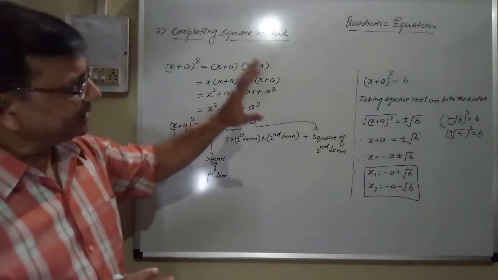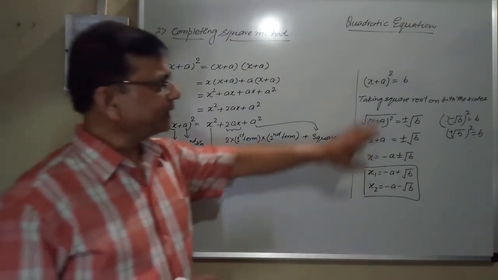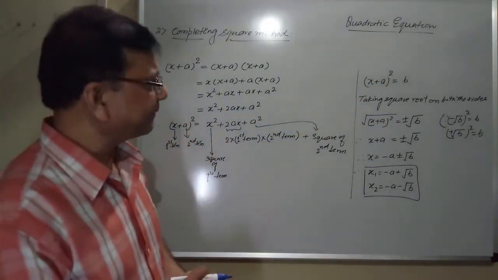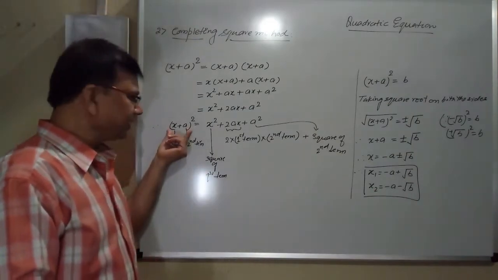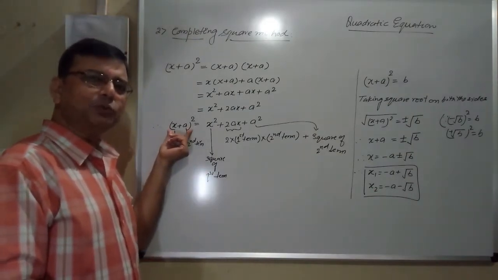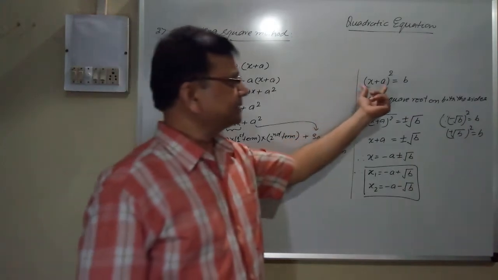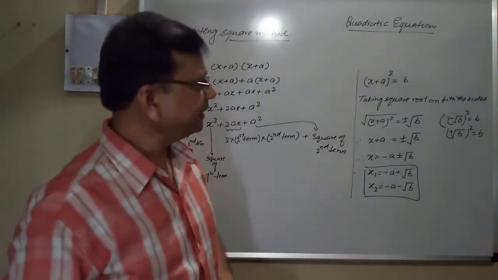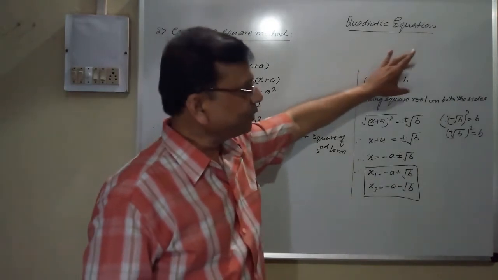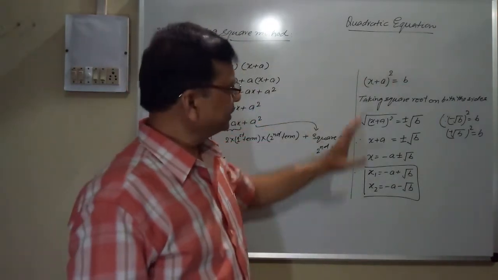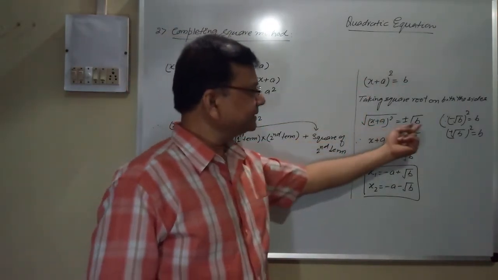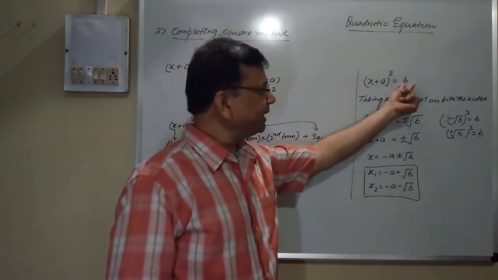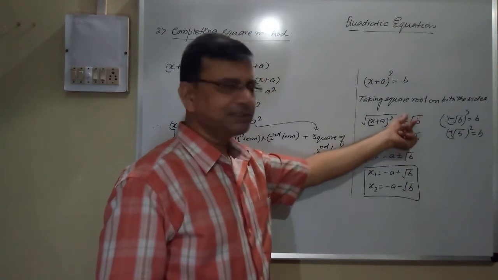So with an example it will be clear, but first I will take a general equation over here. So if a square term is a completed square term, suppose this is equal to b, right? Then we can take the square root on both the sides. So taking the square root, we will get the square root of this, and here the square root of b will be in plus minus form.